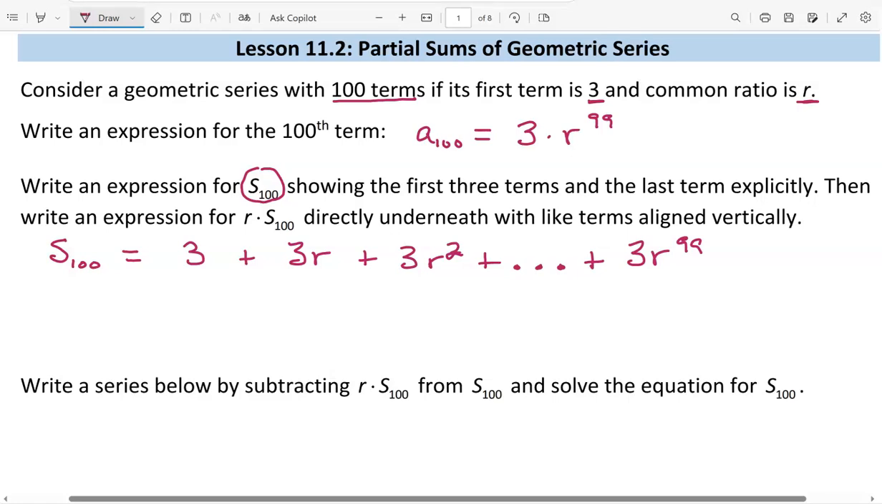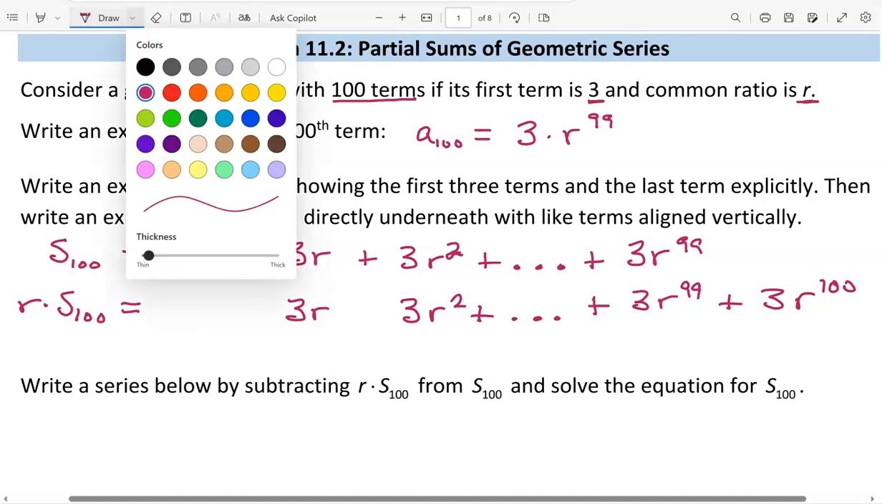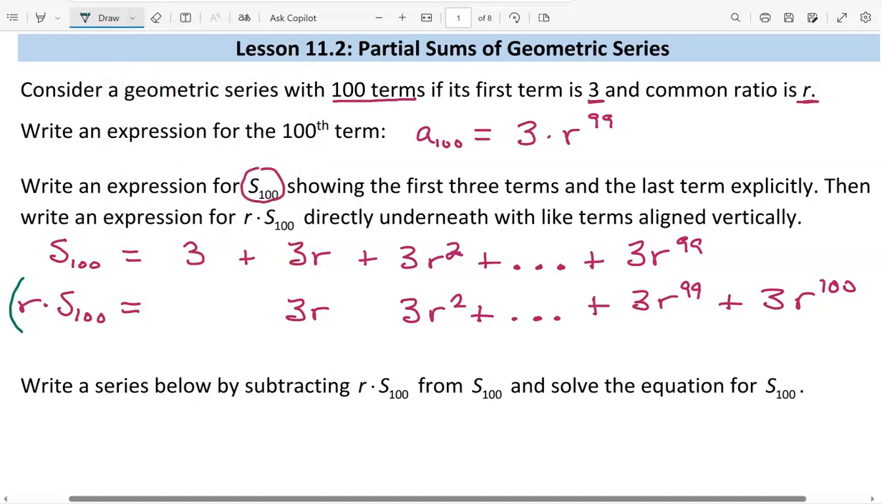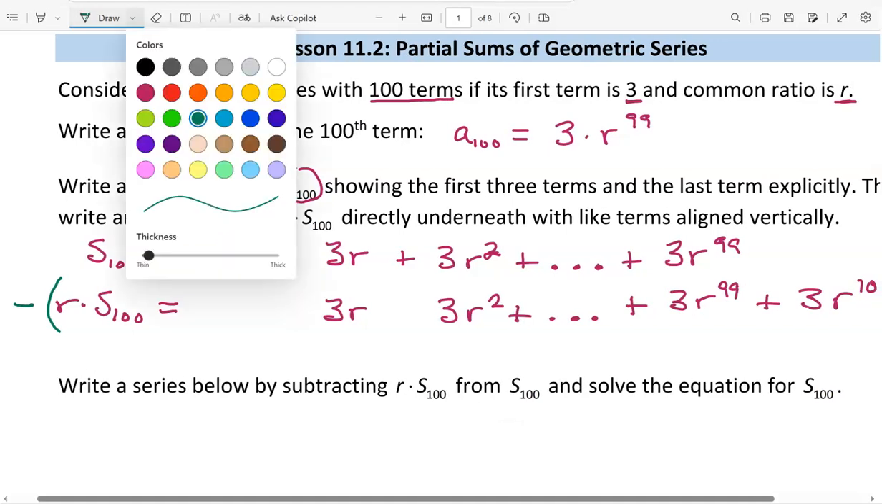Now next, right below this, we're going to write an expression for r times the sum of the first 100 terms. And if we multiply all the terms in the first equation by r, what we get is a first term 3 times r, second term 3 times r squared, and our last term is going to be 3r to the 100th, but the term immediately before it is 3r to the 99th. Now what we're going to do with these two equations is we're going to subtract everything in the second equation from the first one.